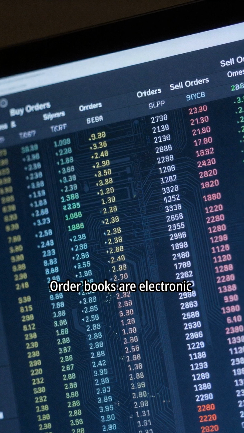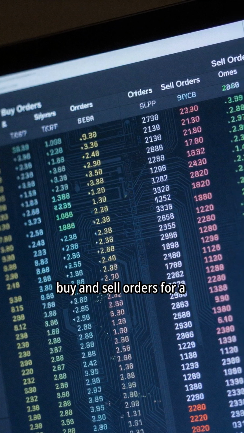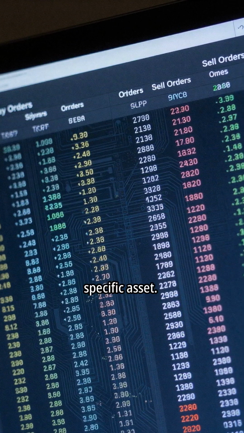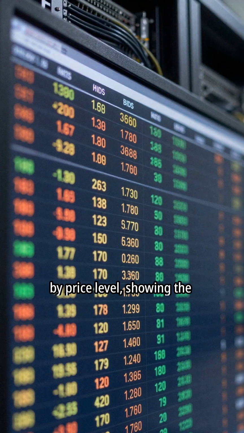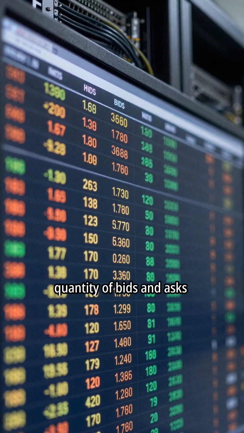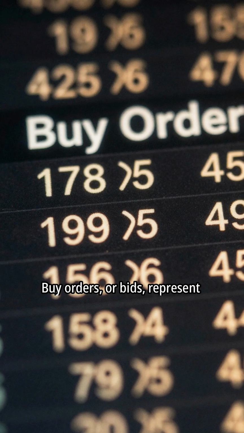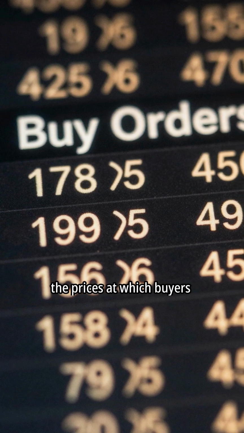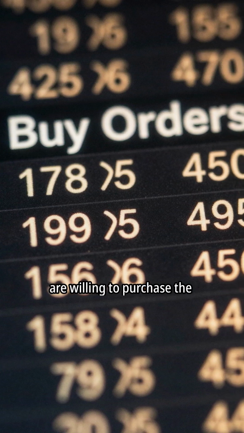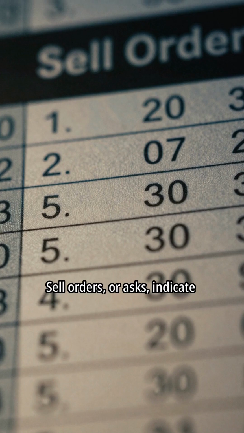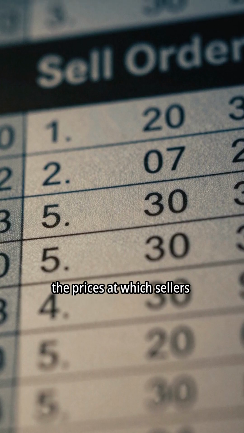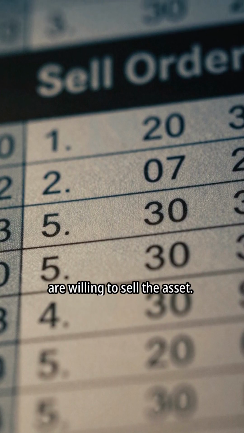Order books are electronic lists displaying outstanding buy and sell orders for a specific asset. These orders are categorized by price level, showing the quantity of bids and asks at each price. Buy orders, or bids, represent the prices at which buyers are willing to purchase the asset. Sell orders, or asks, indicate the prices at which sellers are willing to sell the asset.